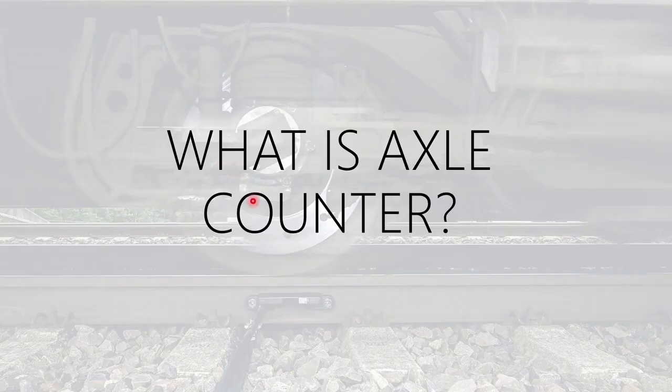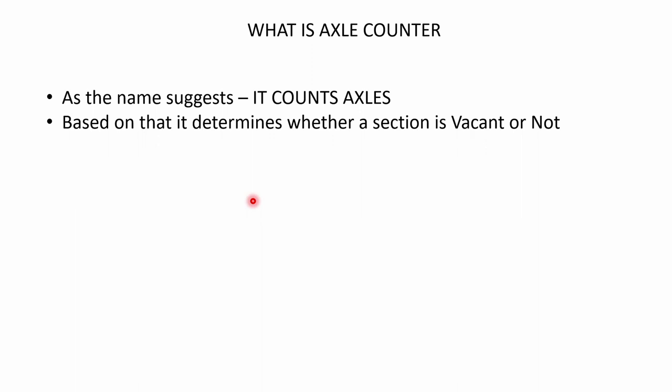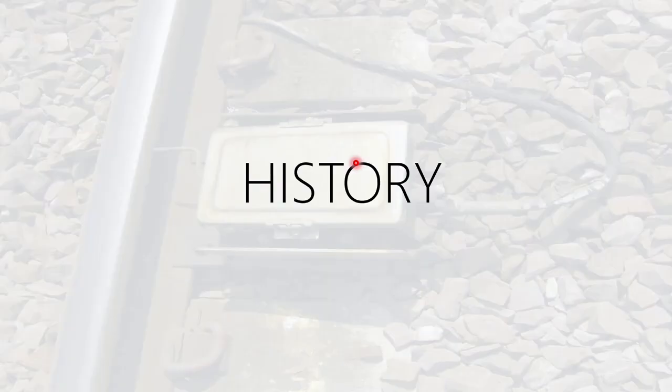Now, what is an axle counter? Well, as the name suggests, it counts axles. Literally, that's what it does. Axle counter counts axles. But what's important is what it does with that information. Based on that information, it determines whether a section is vacant or not. Let's look at the history a little bit.